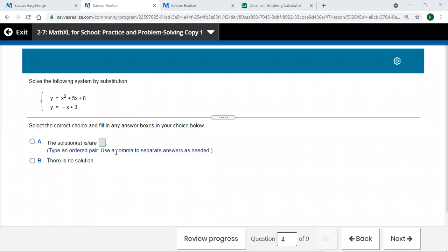All right, here we go. Algebra 2. Lesson 2-7. We're almost halfway through the assignment.